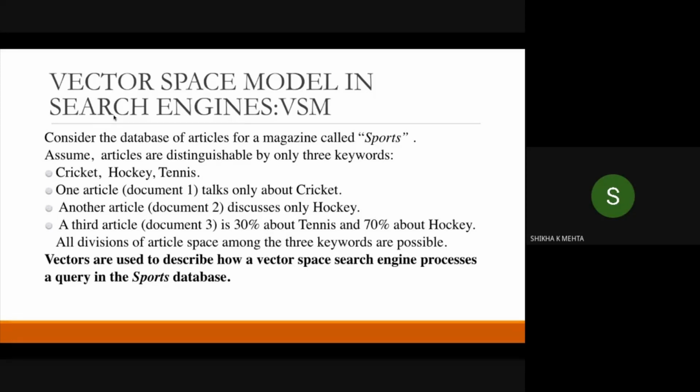Now how can you use vectors to describe this vector space search engine process of querying the sports database? Any one of you? How do we represent this information in the form of vectors? We can assign vector directions to cricket, hockey, and tennis. Mathematically, what will be a vector over here? How many vectors are there?